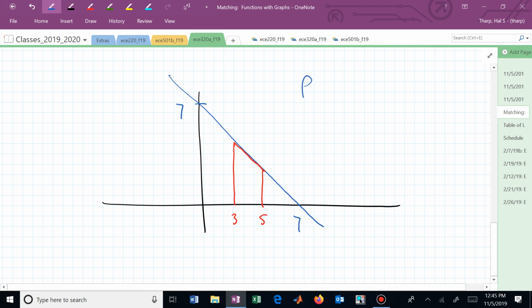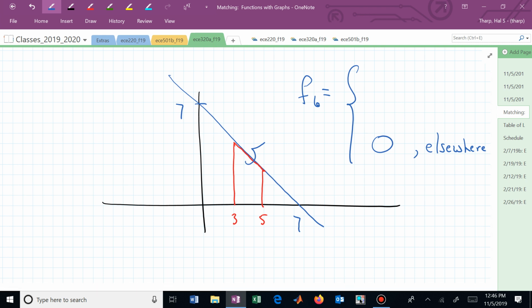So let's call this F6. I'm running out of labels, functions. We now have F6, and I want you to give me a functional form or an expression for that. And you could do that. You could say, oh, it's 0 everywhere else. And what is its functional form there? Assume this drawing is believable.